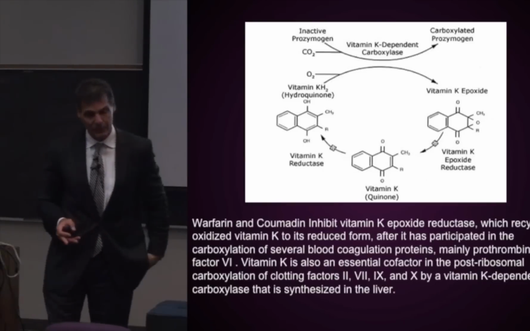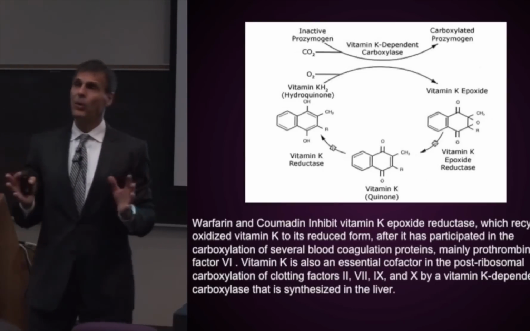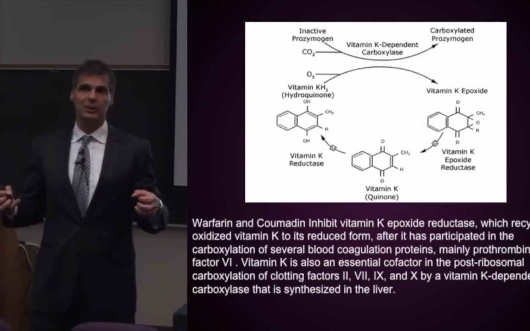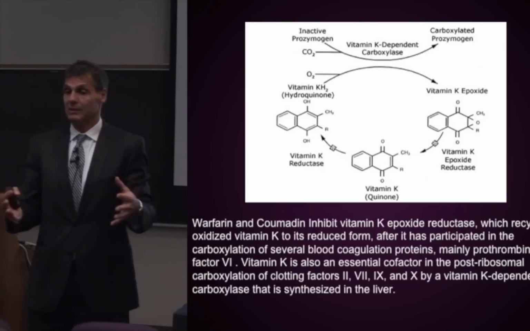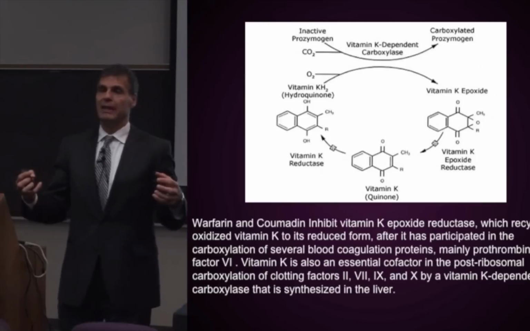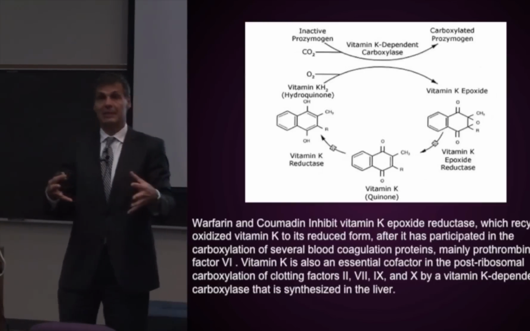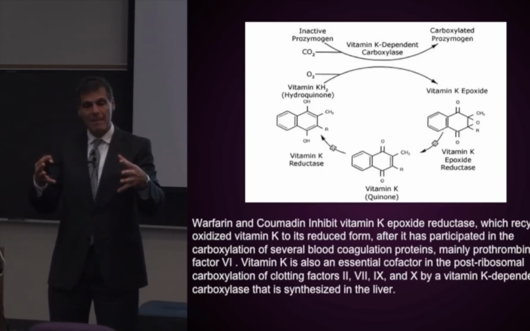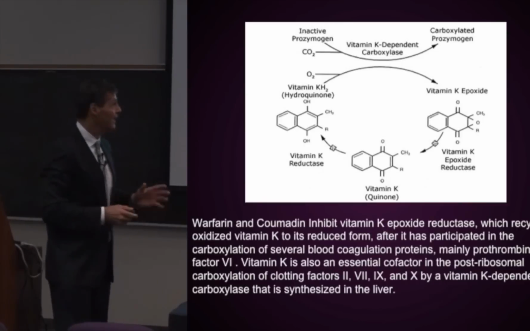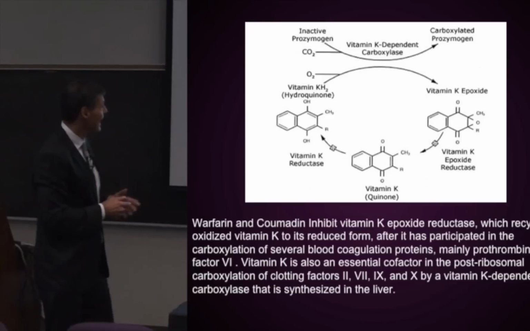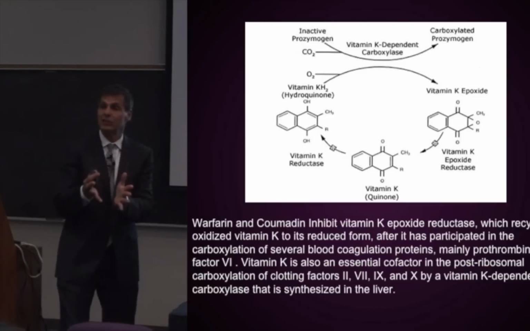Here's the essence of how they work. In order to make certain blood clotting factors, and we're going to look at those in just a moment, for instance, prothrombin, which is a major stimulator for platelets to clump together. In order to make prothrombin, you have to convert this inactive prozymogen into prothrombin. And to do that, you need vitamin K for the carboxylation reaction.